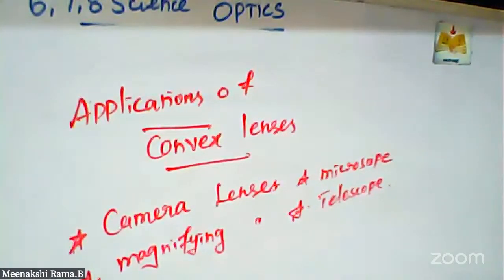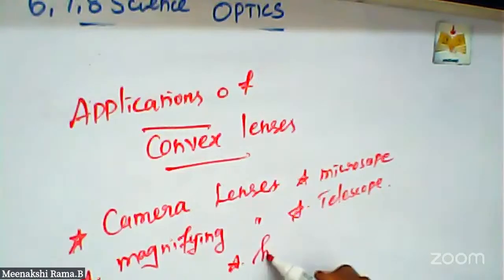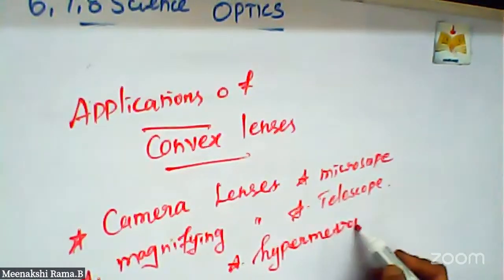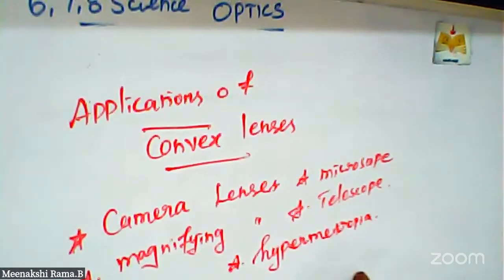Okay, next one, hypermetropia. When the hypermetropia defect comes, we use the convex lens. The hypermetropia defect will be cleared with the help of the convex lens. When we use convex lenses in normal specs, we get the correct picture.